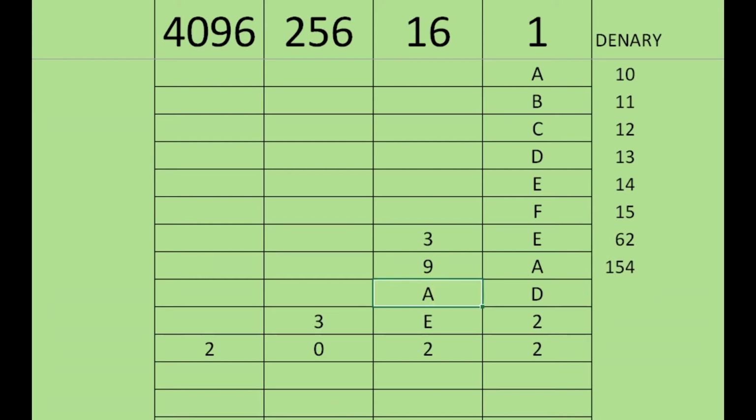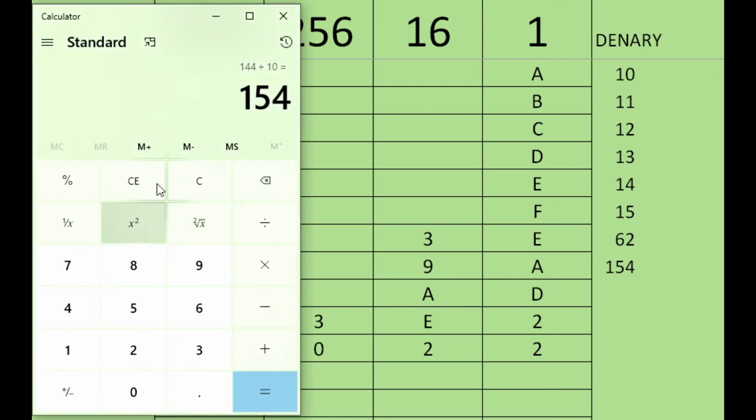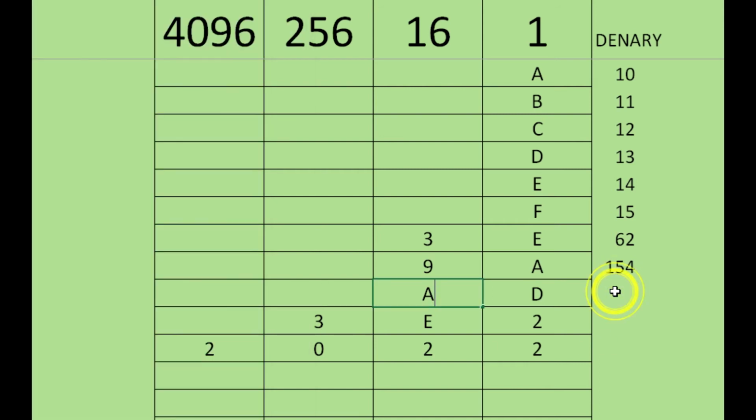So let's just put that in there. Have a look at our next one here then. So let's get the calculator up and we'll clear everything there. So we're starting here with A. Again, we know that A is 10 and it's in the 16s column, so that's going to be 10 times 16, which is 160. D is 13, so let's add that onto the 160 to give us 173.